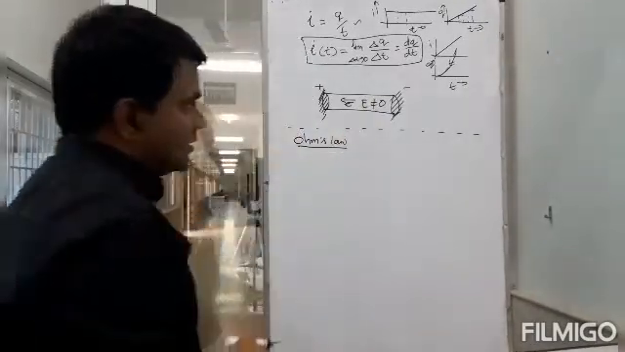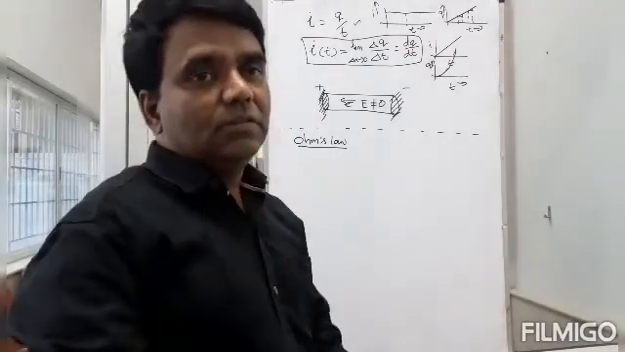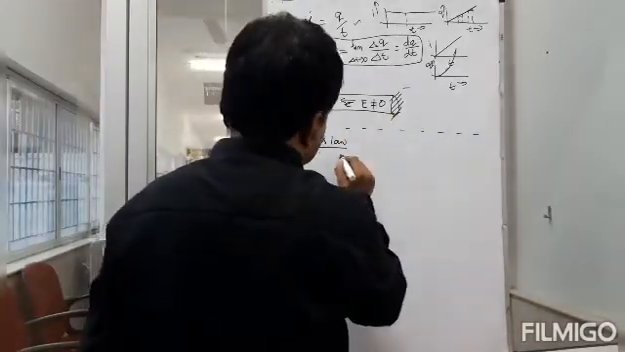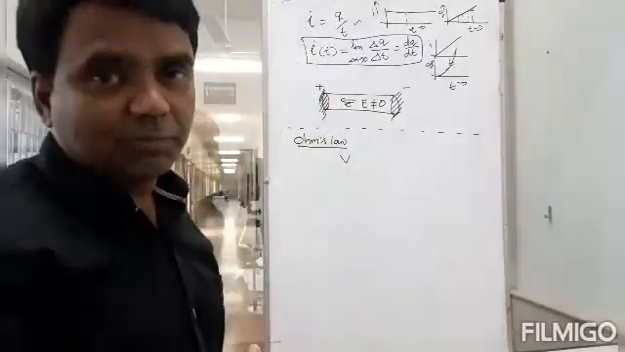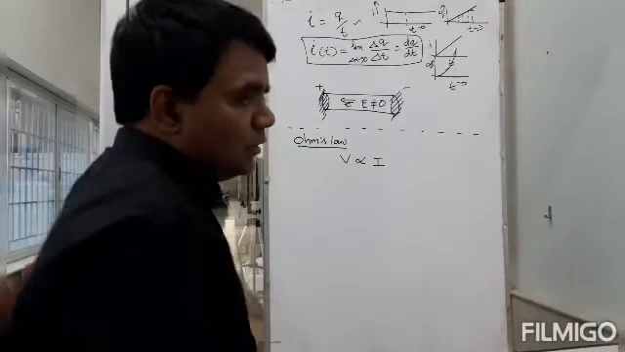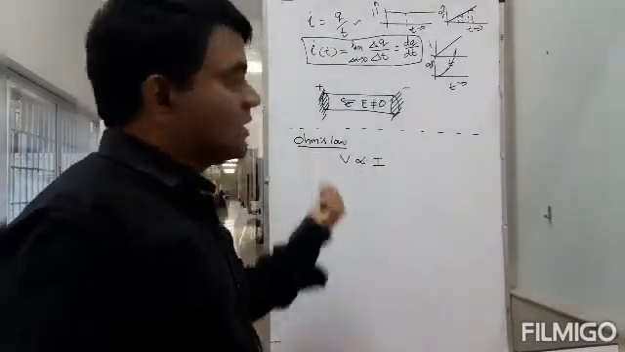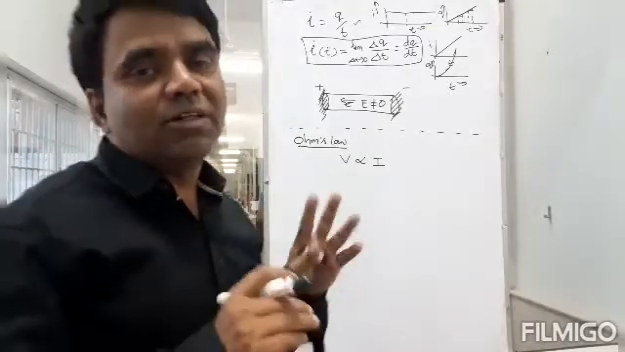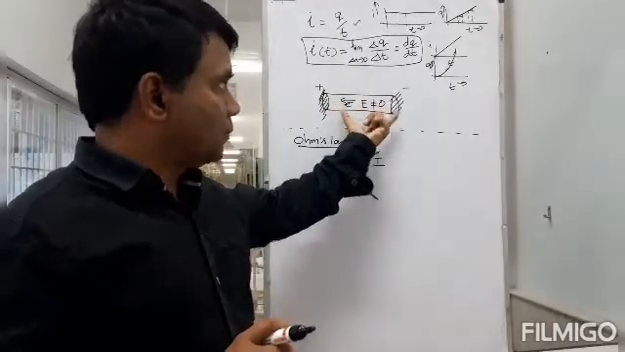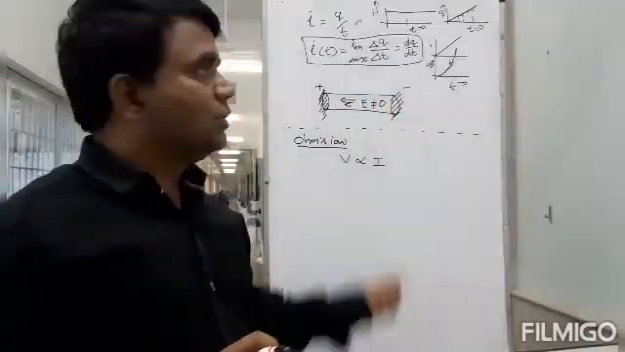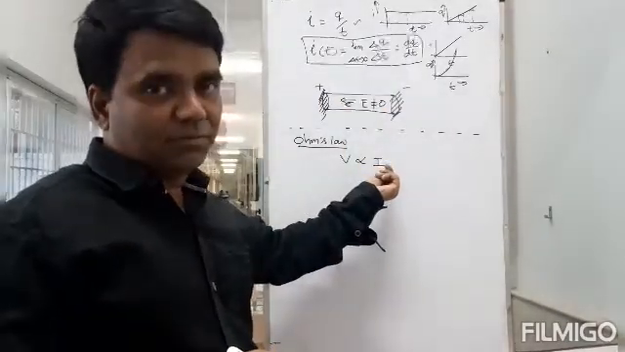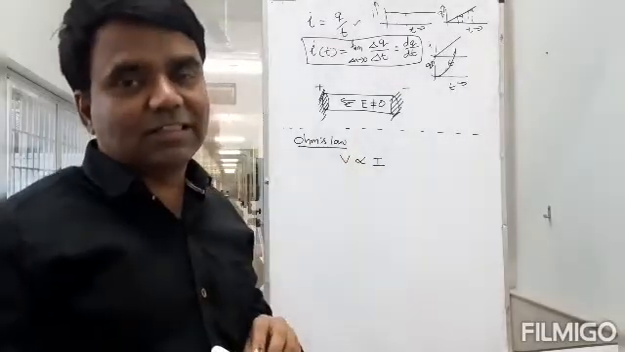So when you have a conductor like this, and when current is flowing through the conductor, what does Ohm's law say? Ohm's law says that V, the voltage across the conductor, is proportional to the current flowing through it. Don't take it the other way. You can say current is proportional to voltage, but that's not how Ohm's law is defined. Ohm's law is defined like this: the voltage across the conductor is proportional to the current flowing through it. So as per Ohm's law, current is the independent variable and voltage is the dependent variable.